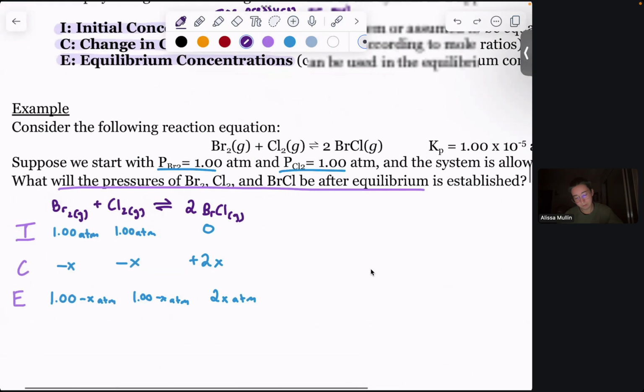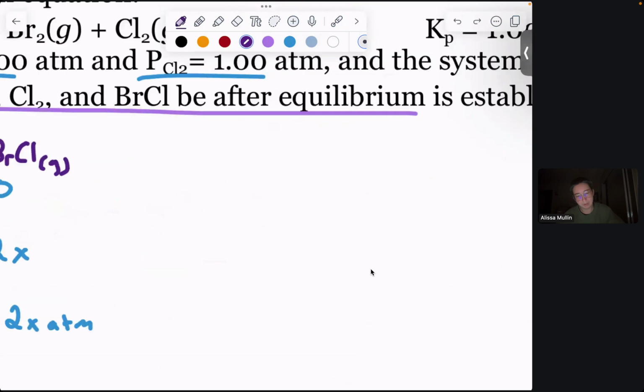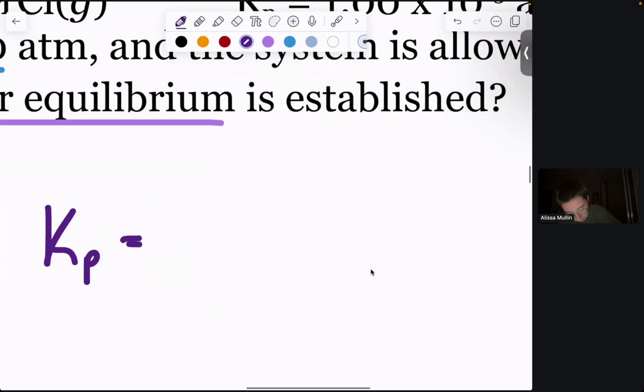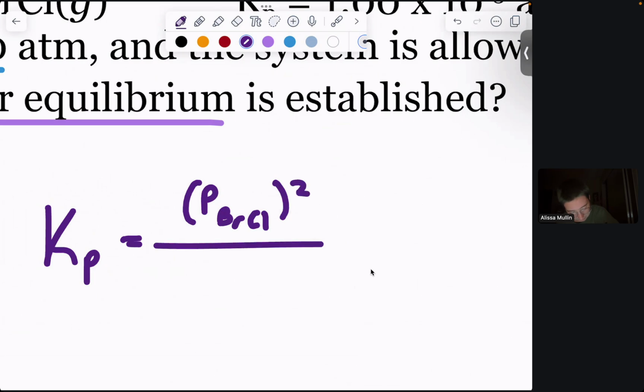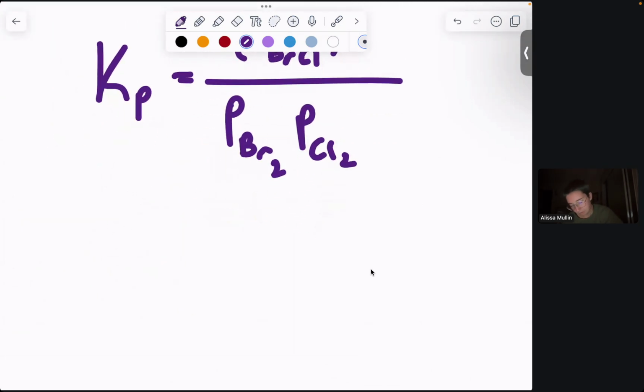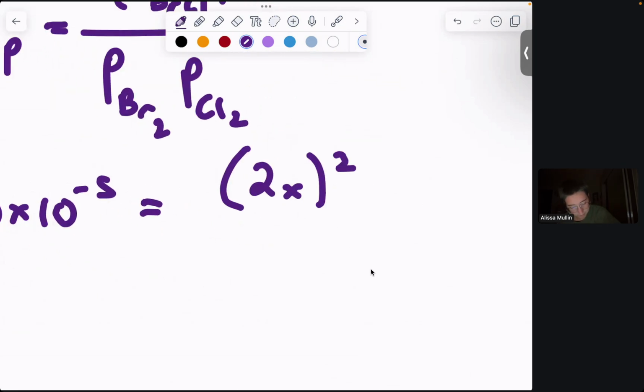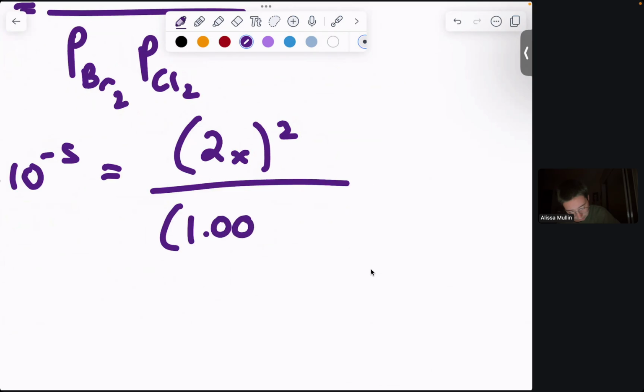So I do know that if I have all these pressures at equilibrium, they're going to be equal to Kp, right? So that's often what we're going to have to do. We're going to write our expression for Kp based on our reaction. All right, and now I know this value, right? And I know that that is going to be 2x, and this is going to be that minus x, and this is going to be this minus x.